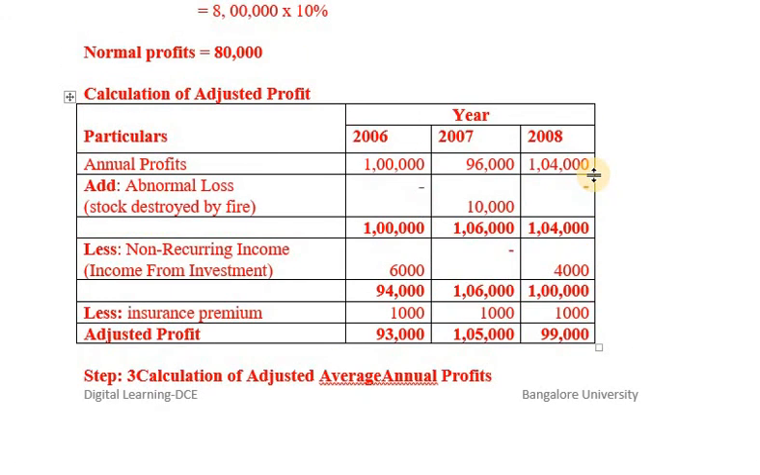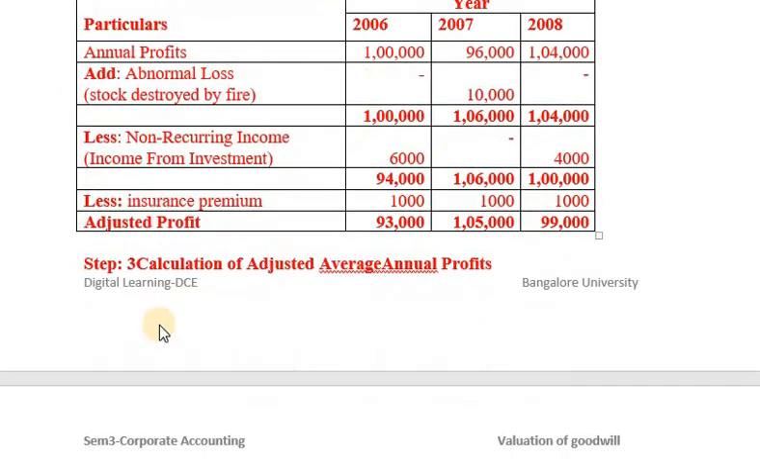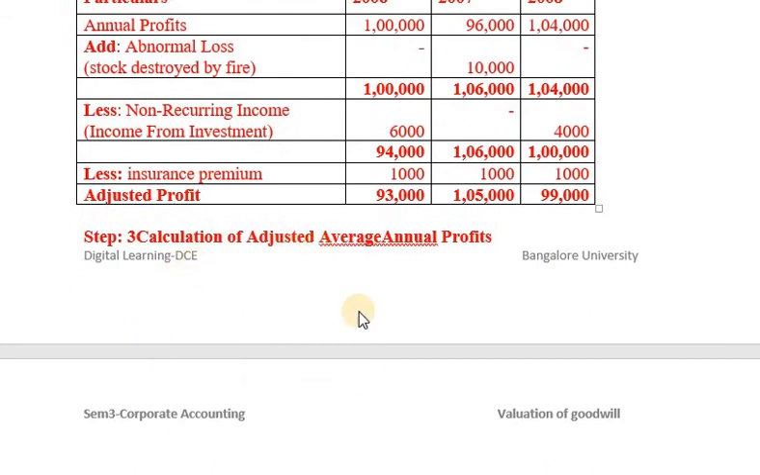So while calculating adjusted profit, we must take annual profit. To this, we must add non-recurring expenses, accordingly abnormal loss. From this, we must deduct non-recurring income, that is non-trading income, that is income from investment. Then we must deduct recurring expenses, that is nothing but insurance premium. Balance we will get adjusted profit.